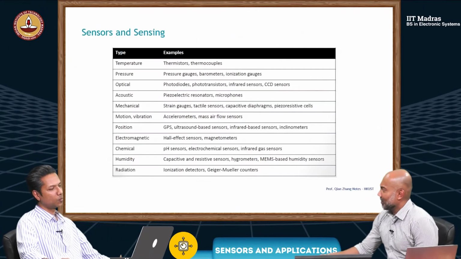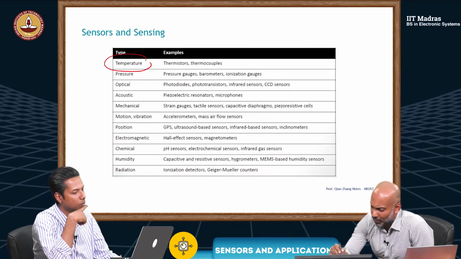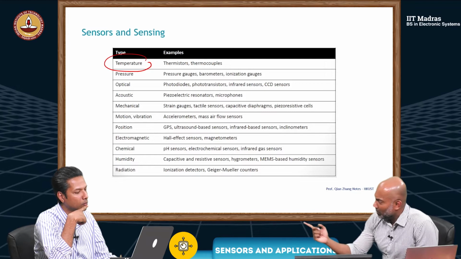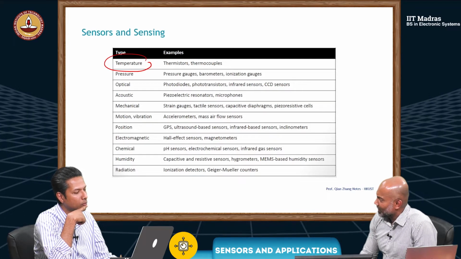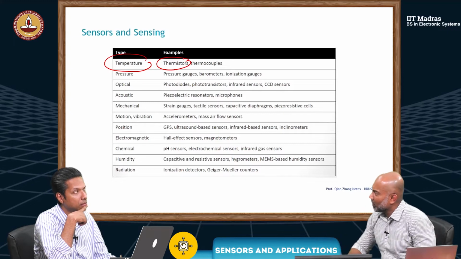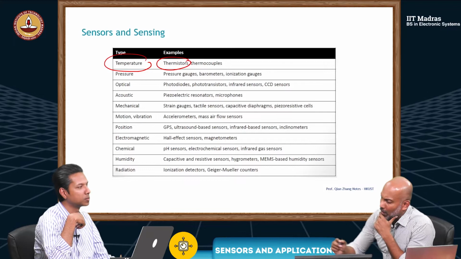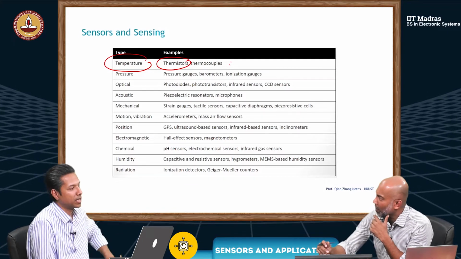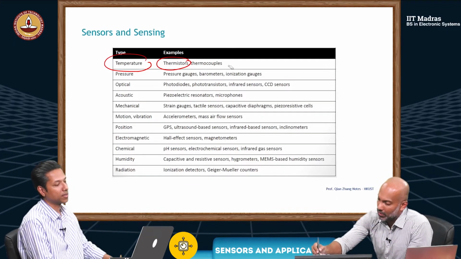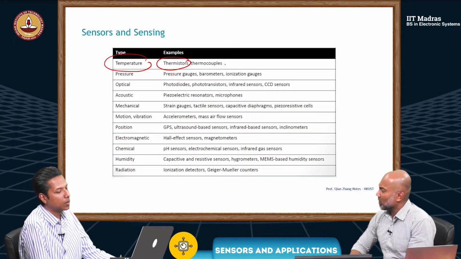There are a lot of sensors here. If you look at temperature, you already talked about thermocouples and thermistors. You said something about resistance changing, the resistivity of the material changing? Yes. Are there other sensors that you can measure temperature with?